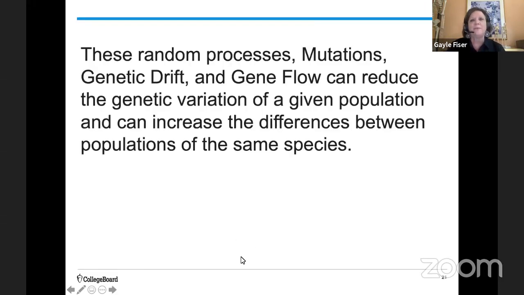All right, these random processes, mutations, genetic drift, and gene flow can reduce the genetic variation of a given population and can increase the differences between populations of the same species.